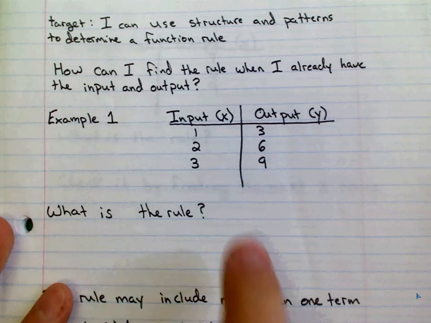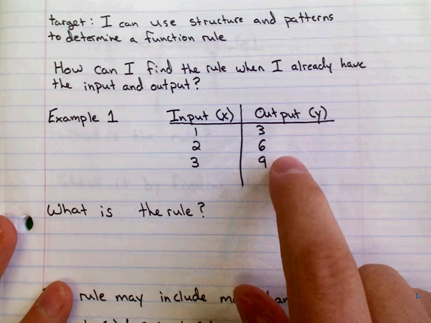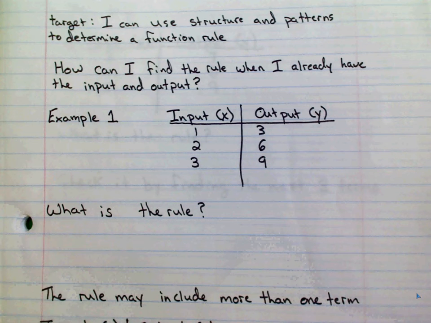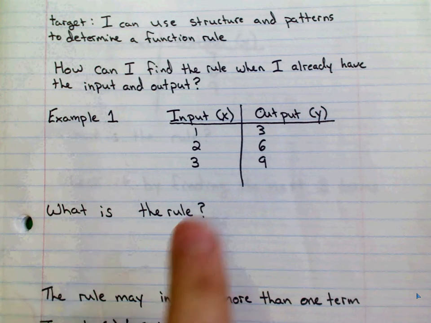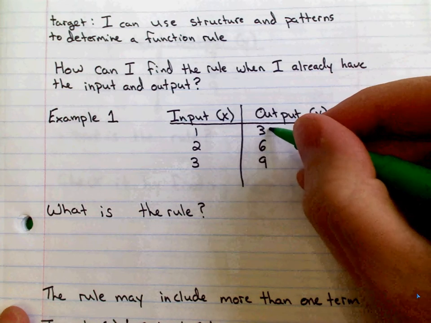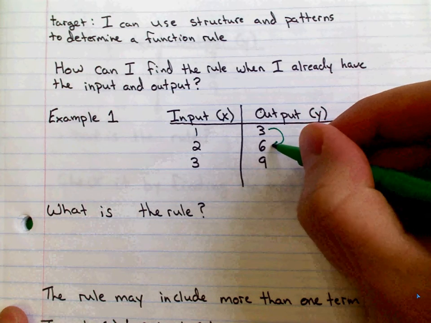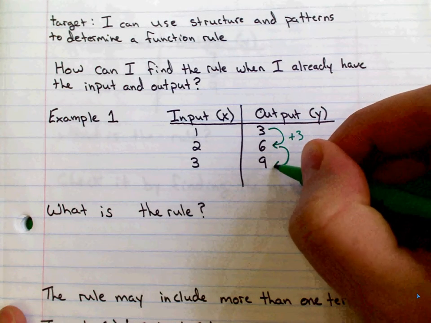So we have an input of 1, 2, and 3, an output of 3, 6, and 9. We need to take a look and see what our pattern is as we're going through and looking at our input and output. So if we take a look, we see that it's jumping by 3. It's jumping by 3 every time.